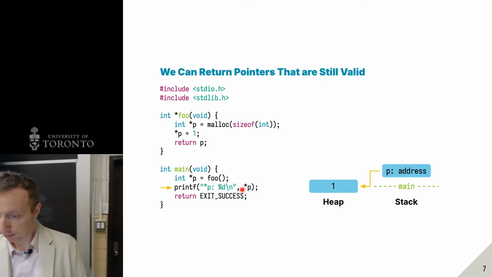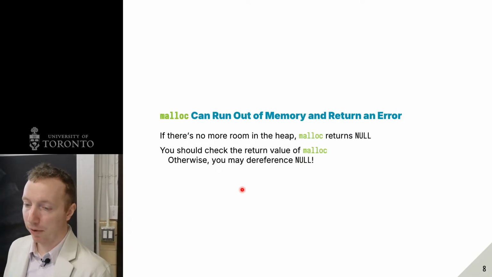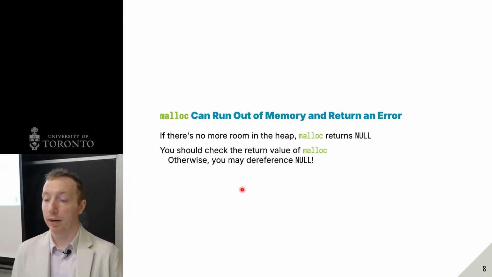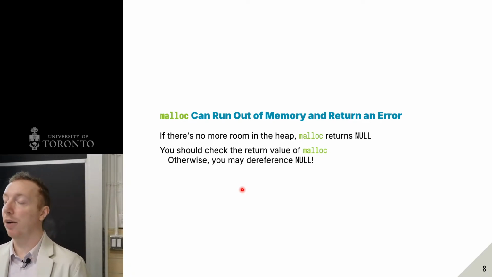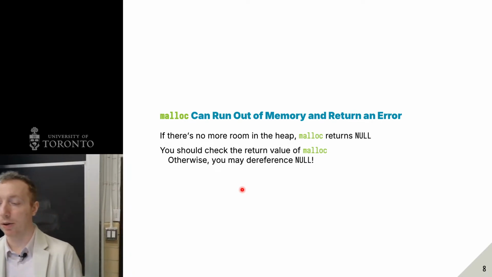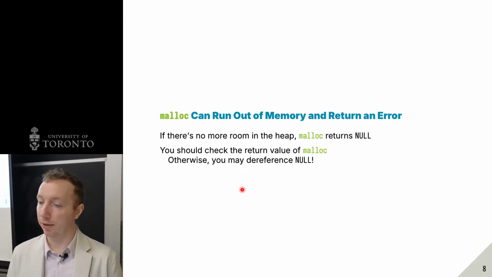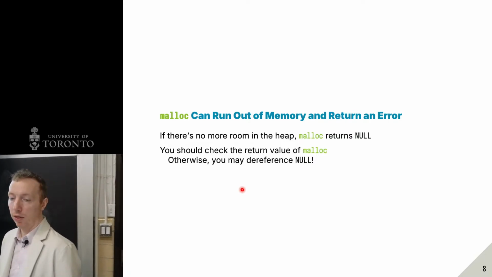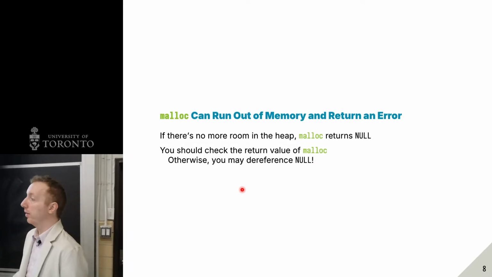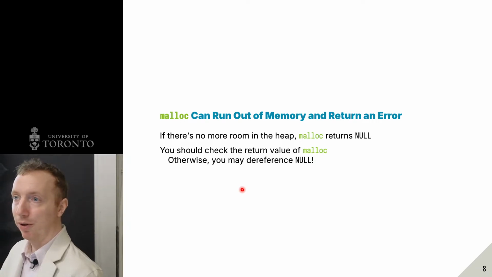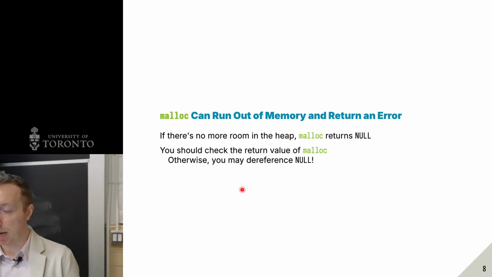All right. So a drawback and a few other things that happen with this: everyone's computer has probably run out of memory at some point, so malloc can actually run out of memory and return an error. If there's no more room on the heap, which basically means your computer is out of memory, malloc will return null. So you should check the return value of malloc. Otherwise, if your computer ran out of memory and malloc returned null and you try to dereference it or use it somewhere in your program, probably something very bad will happen.